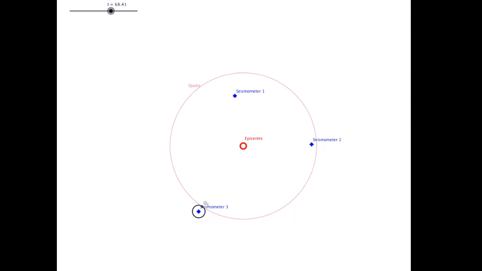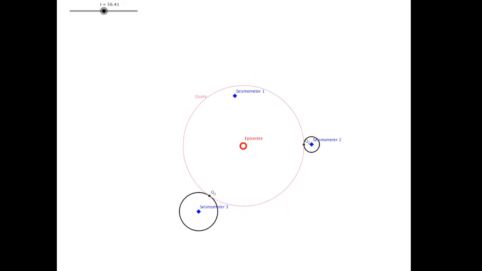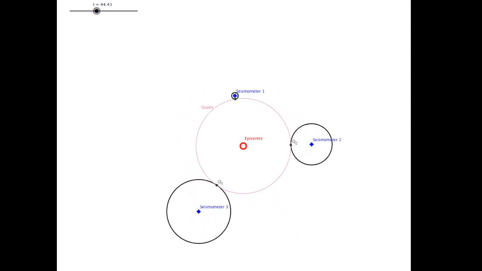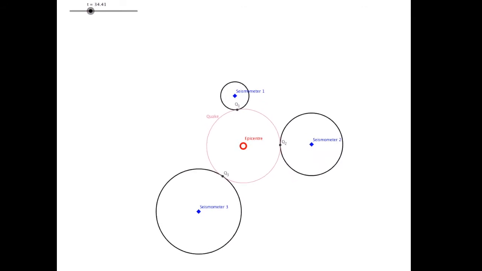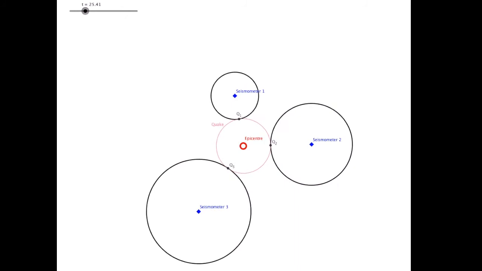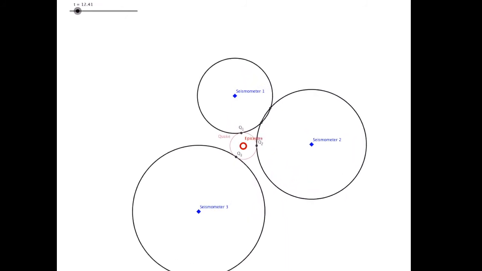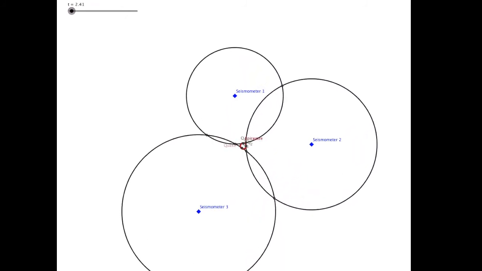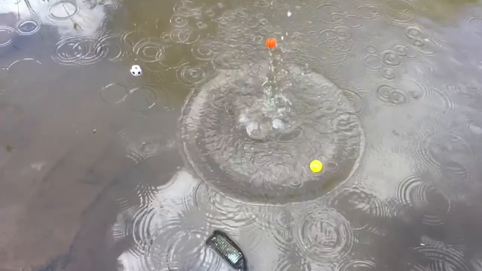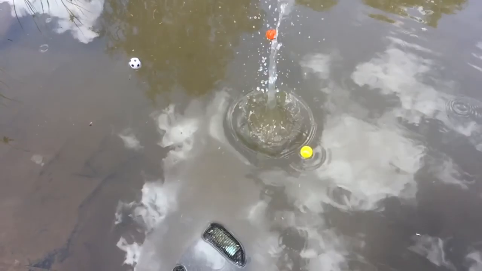As we go backwards in time, we start other circles at the time that the other seismometers detected the earthquake, until all three circles are growing. If we keep going, at some point in time, all three circles will join up at the same place. This is our earthquake epicenter. In addition, the time also tells us when the earthquake happened. So now we know when and where the earthquake occurred.